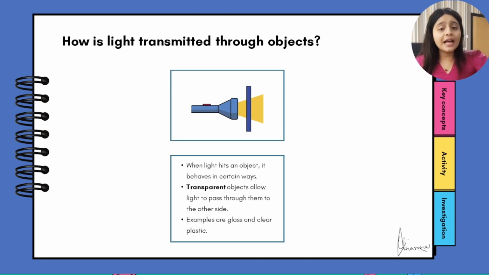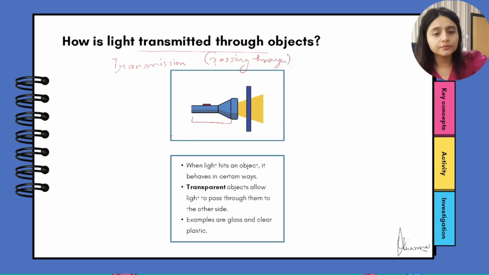So how is light transmitted through objects? Okay, transmission of light we are going to study. Transmission means passing through. So you can see this is the source, this is the object, and these are the light rays. These rays of light are penetrating, meaning going inside the object, meaning transmitting through the object.